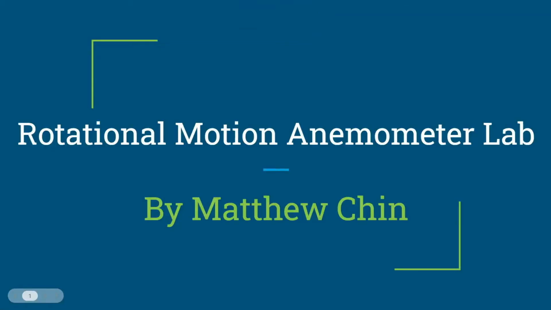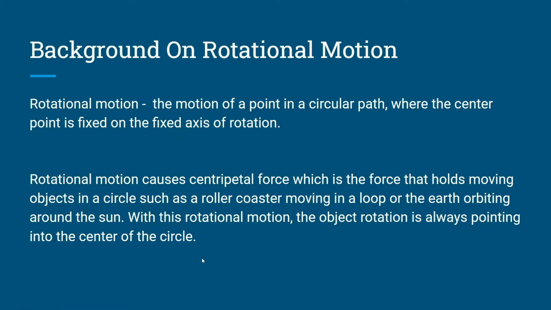In this video, we will be exploring the Rotational Motion Nanometer Lab by Matthew Chen. Background on rotational motion. Rotational motion is the motion of a point in a circular path where the center point is fixed on the fixed axis of rotation.